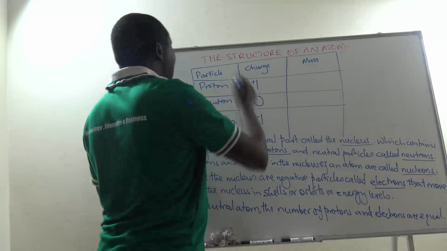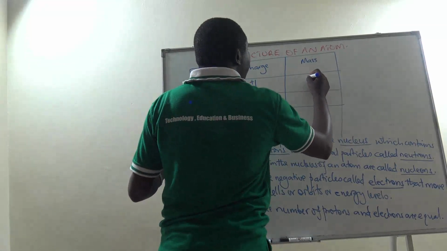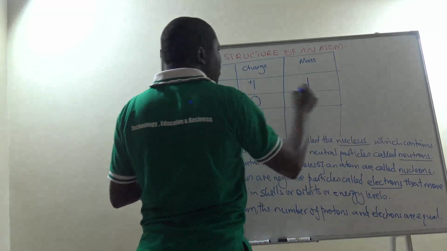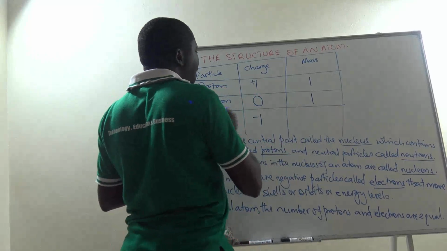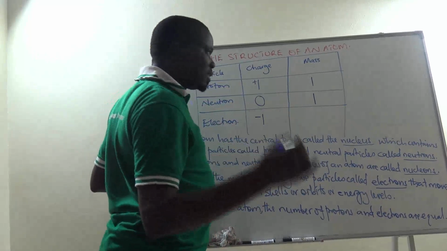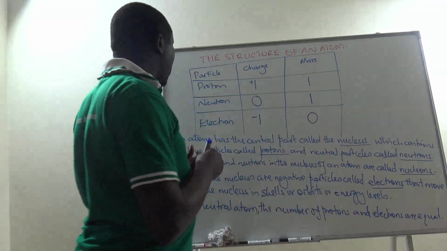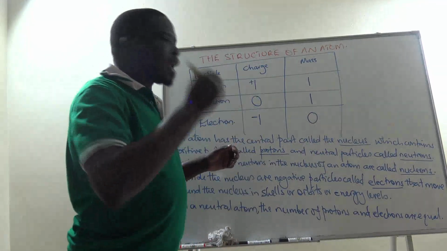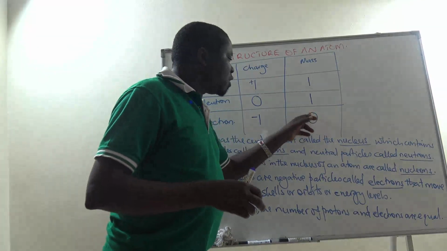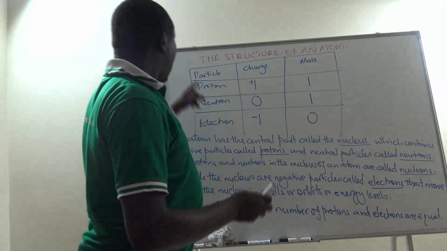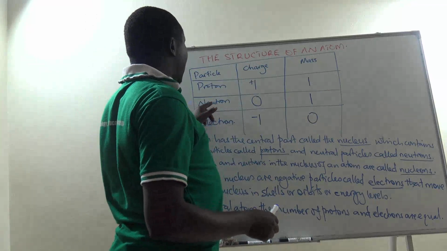Now let's go to the mass of each particle. A proton has a mass of magnitude 1. A neutron also has a mass of magnitude 1. But an electron has what we call a negligible mass. So the mass of an electron is taken to be 0. Meaning that even if I have 100 electrons, we take their total mass to be 100 times 0, which is 0.